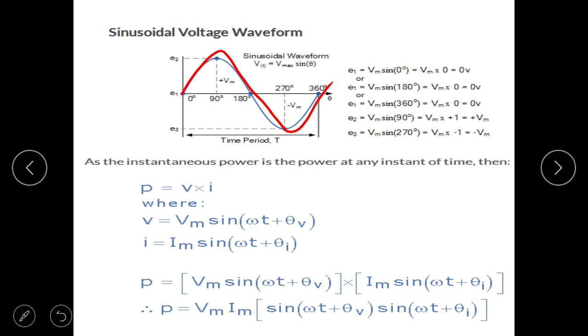As the instantaneous power is the power at any instant of time, P is equal to V into I, where in an AC circuit V is equal to Vm sin(omega t plus theta V) and I is Im sin(omega t plus theta I). So the power P is Vm sin(omega t plus theta V) into Im sin(omega t plus theta I). So P is equal to Vm Im sin(omega t plus theta V) sin(omega t plus theta I).